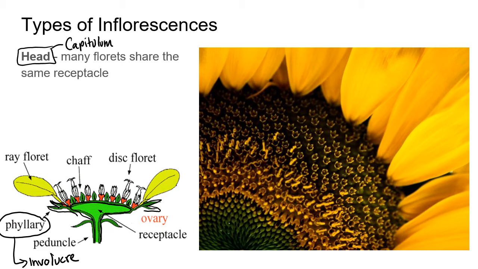These are super common flower types, and now you're going to see them everywhere. Dandelions are a head inflorescence. Daisies are a head inflorescence. Everything that looks like it's related to those is a head inflorescence. Thistles are a head inflorescence, and there can be all different types.